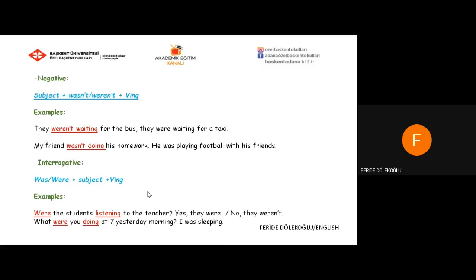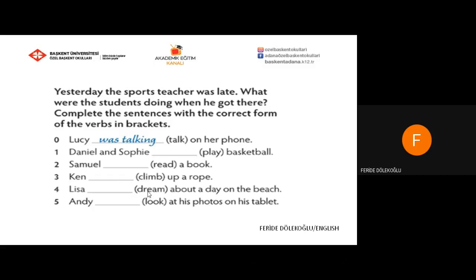And you can see a WH question. What were you doing at 7 yesterday morning? I was sleeping. Yesterday, the sports teacher was late. What were the students doing when he got there?